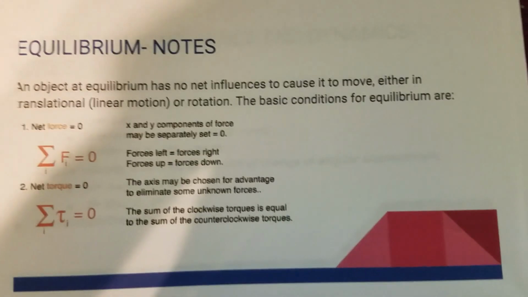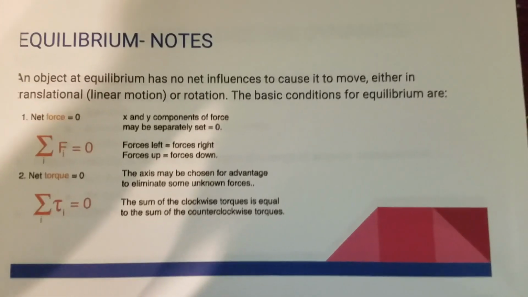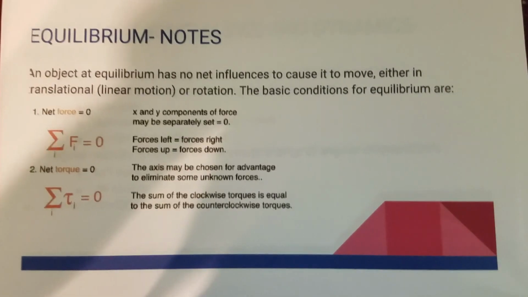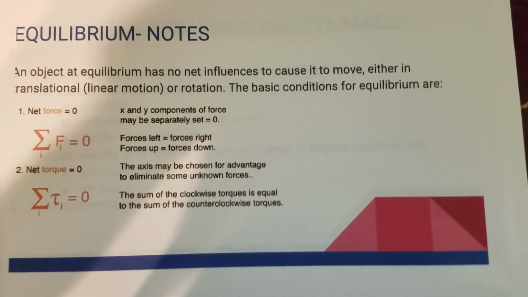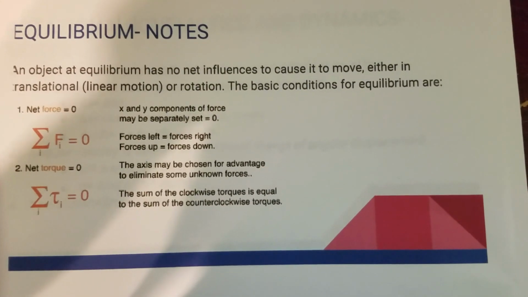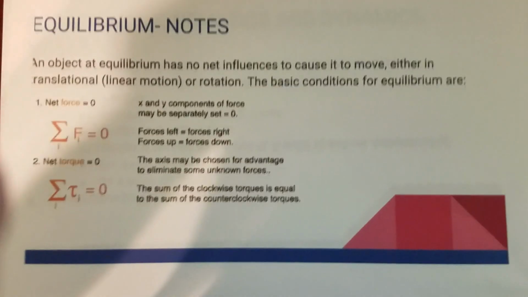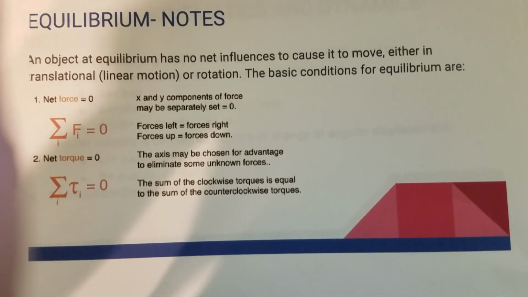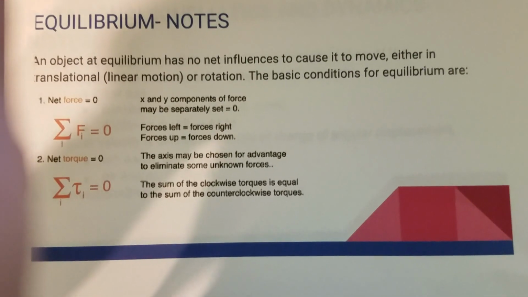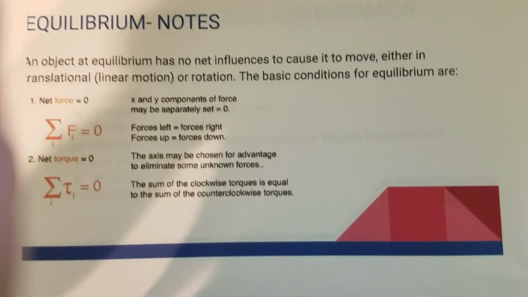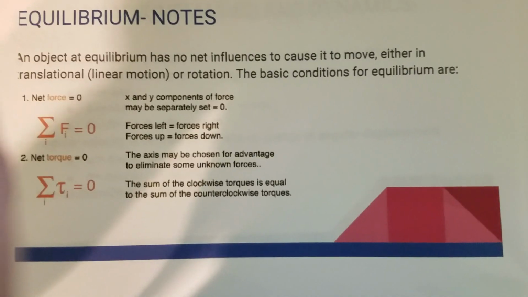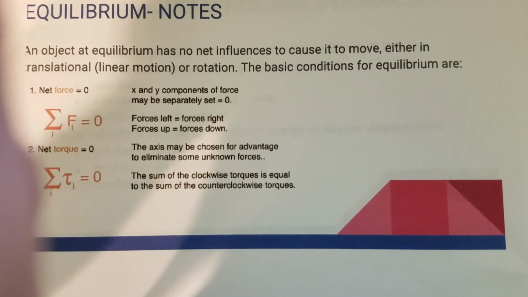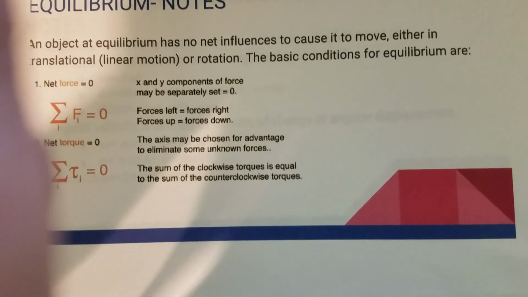Okay, another thing you need to know is equilibrium. An object at equilibrium has no net influences to cause it to move, either in translational, linear motion, or rotational. The basic conditions for equilibrium that you need to know is that the net force is equal to 0. So the x and y components of force may be separately set equal to 0. The forces to the left equal the forces to the right. Forces up are equal to forces down. And the axis may be chosen for advantage to eliminate some unknown forces.